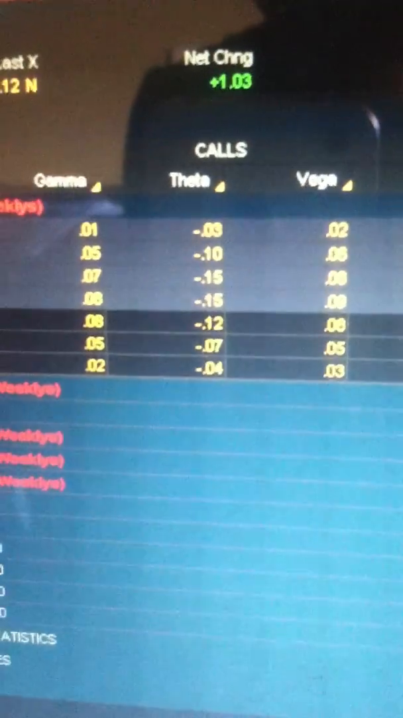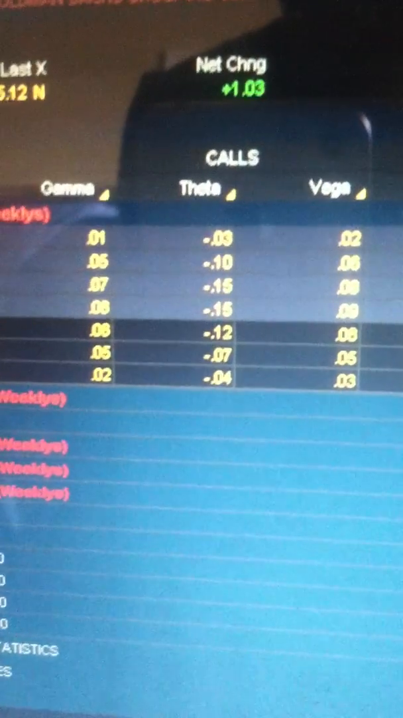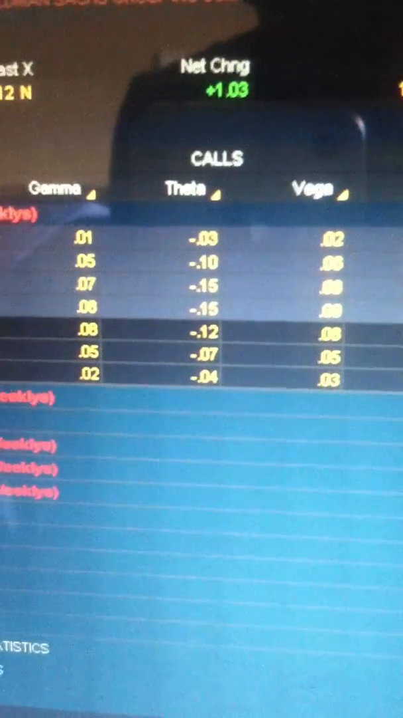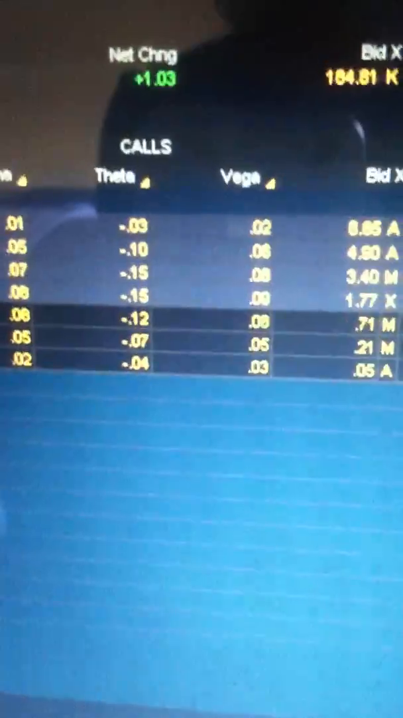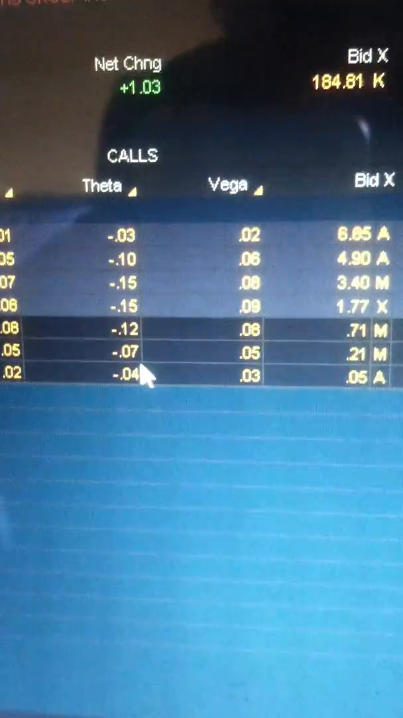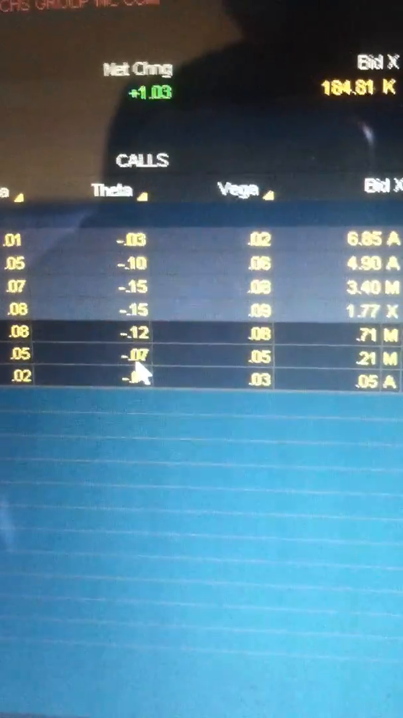Theta. Theta is the most important thing when you're buying options. When you're selling them, it can be seen as in your favor. When you're buying them, not so much. As this diagram shows right here, theta is at -7 cents. What this means is that your contract each day loses 7 cents of time value. That's basically what theta is, time value.